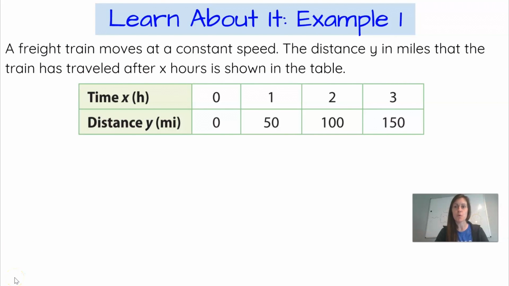In this first example, we're going to be looking at a table to help us find independent and dependent variables. A freight train moves at a constant speed. The distance y in miles that the train has traveled after x hours is shown in the table. So I can see that my two variable quantities are time and distance. And I can also see that as the time increases, the distance that the train has traveled also increases.